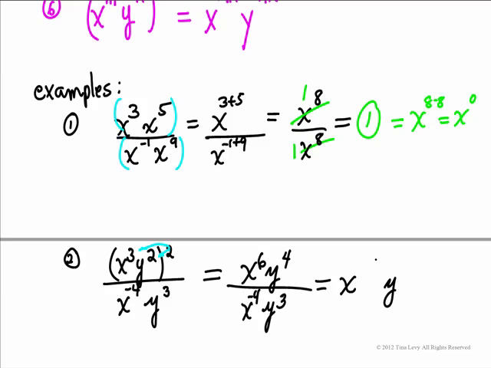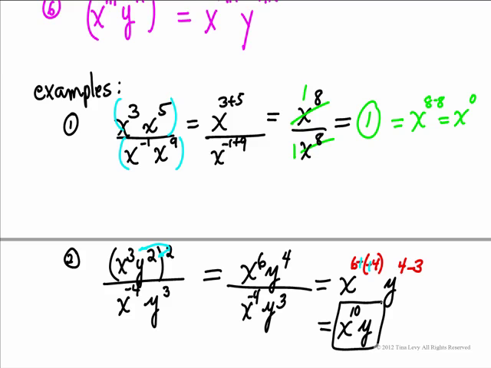And we've got to figure out what that power is. And we know about subtraction. That's our subtraction rule. So this becomes upper 6 minus the lower negative 4. Y is 4 subtract positive 3. And sure enough, 6 minus a minus becomes 6 plus 4. And this becomes x to the 10th, y to the 4 minus 3 is 1, and I don't have to put the 1. So that becomes my answer.